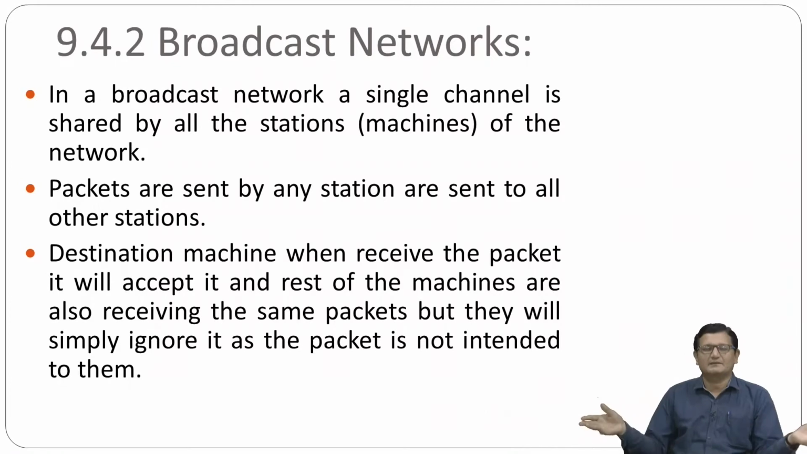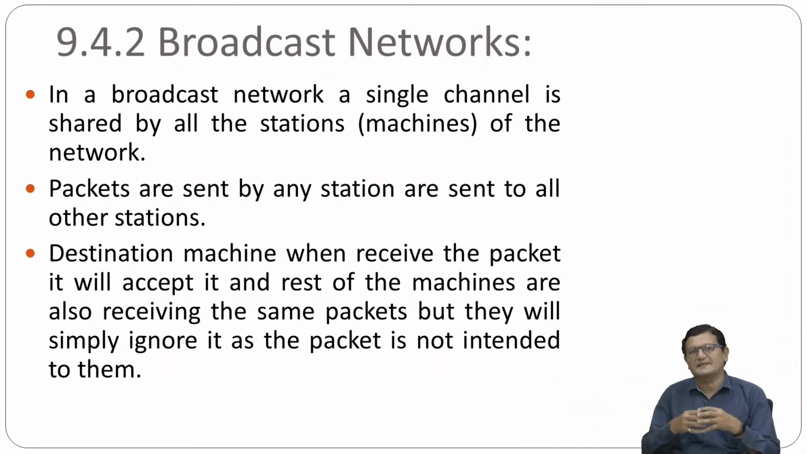So, in the local area network there will be only one hub, and all the machines are connected with that particular hub, so it's a single channel. Packets sent by any station are sent to all other stations, right? Now the thing is, other stations will check the IP address stamped on the packet against the IP address of their own machine.